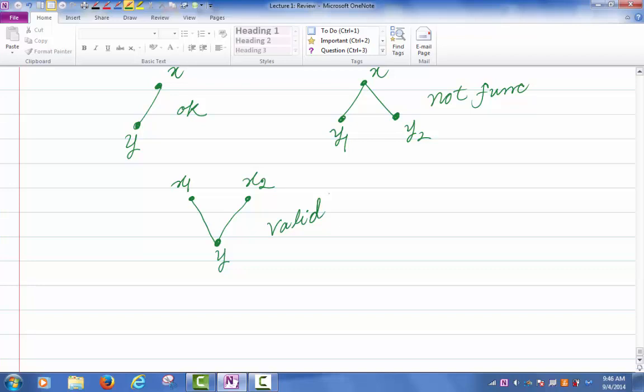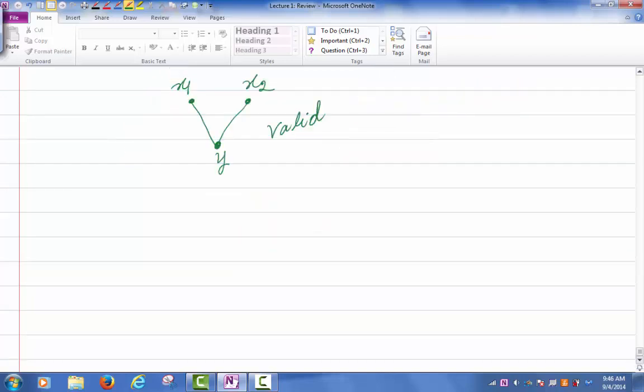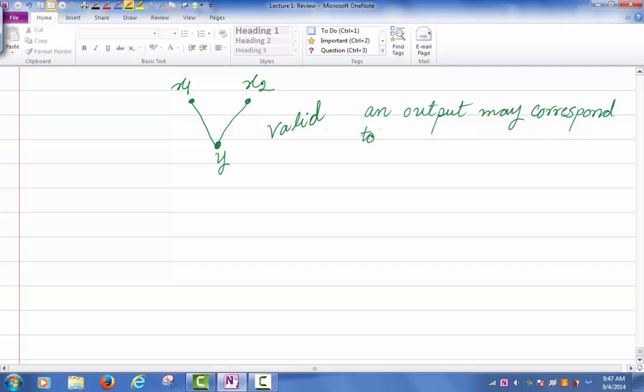So one way of saying that is that each input leads to a unique output. However, each output may correspond to two different inputs, right? Am I making sense? So what this means here is that an output value may correspond to more than one input.